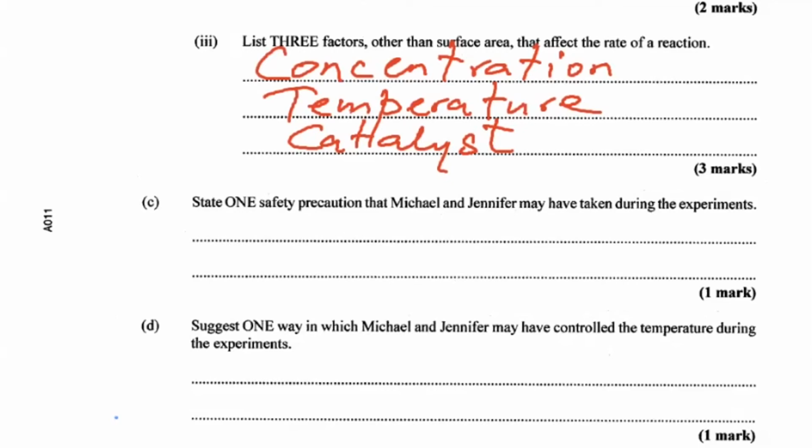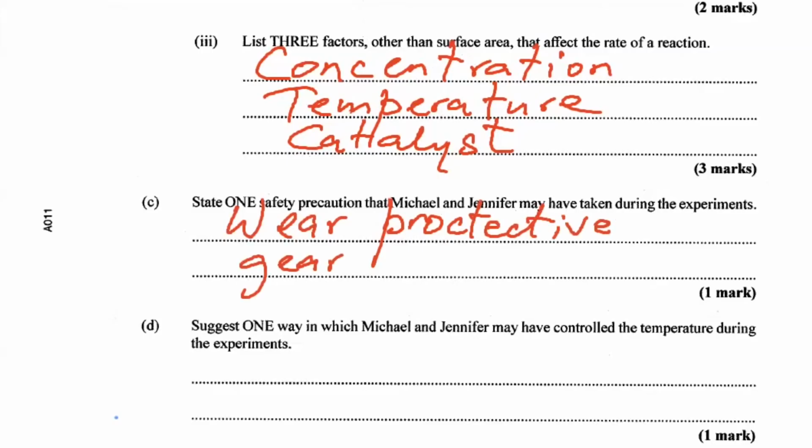State 1 safety precaution that Michael and Jennifer may have taken during the experiment, and it's always safe to say wear enough protective gears. PPE, right? So gloves and goggles, lab coat.